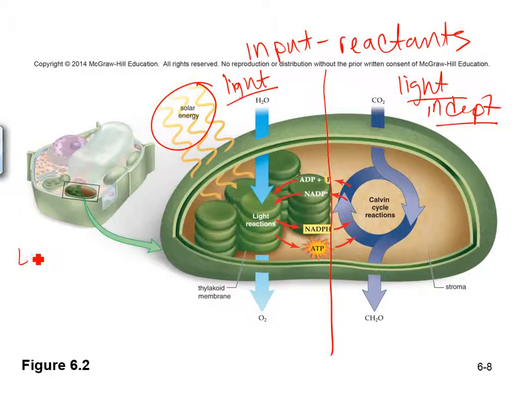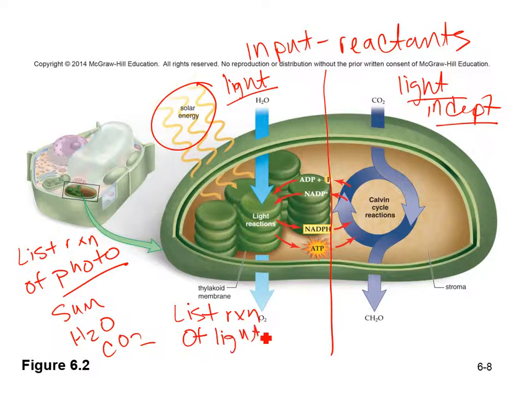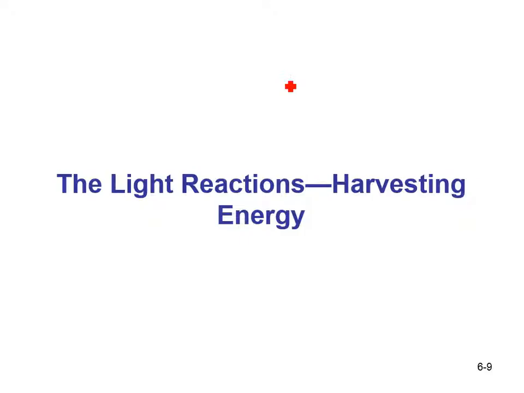So if I said list the reactants of photosynthesis, what goes in for photosynthesis? Sun, water, carbon dioxide. Now if I said list the reactants of the light dependent reaction: water, sun, that's it. Those are the items that have to go in for the light dependent reactions.